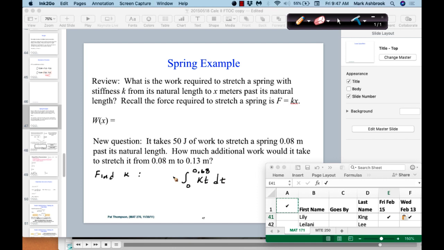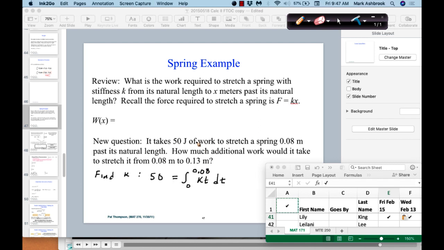You set it equal to 50? Okay. This is what Lily did. What do you think? Is it correct? Is it the correct way of starting?